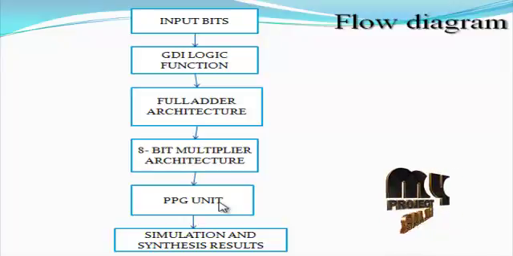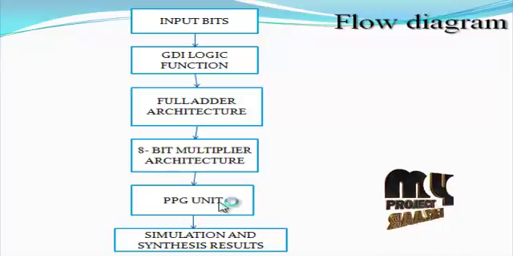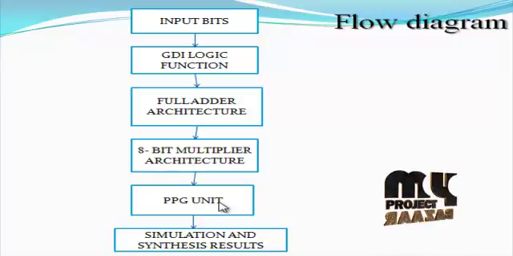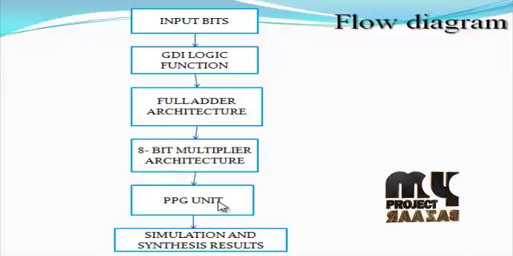These multiplying results generate the 16-bit output for the overall GDI based multiplier architecture, and finally we calculate the simulation and synthesis results for our 8-bit GDI based multiplier architecture. This is our overall flow diagram for the GDI based multiplier architecture.